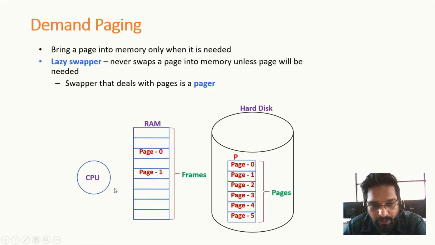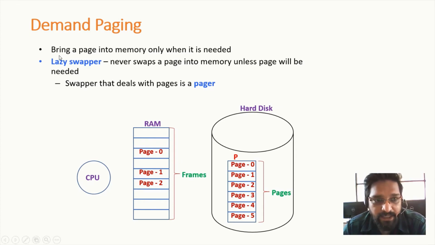Once the CPU executes an instruction inside page 1, it is going to request the next page of process P, which is page number 2. Since page number 2 is not present inside the RAM, we are going to move it from hard disk to RAM. Once we move page number 2 from hard disk to RAM, our RAM looks like this. So like this, we are going to move pages from hard disk to RAM only if the CPU is requesting that page. We call this behavior demand paging.